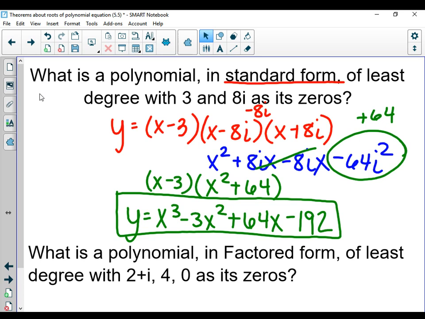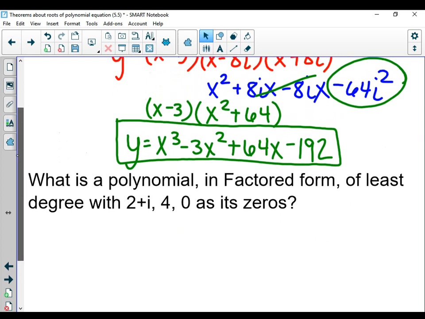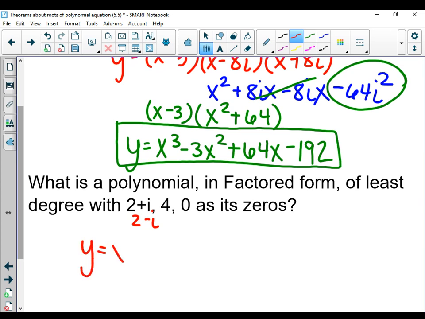So, for example, the next one, it says to leave it in factored form. Do that. I know some of y'all are still writing down the last problem, so I'm going to try and keep that up there as much as I can. If I give you 2 plus I, what else do you need? 2 minus I. And then we have 4 and 0. Well, if I have 0 as one of my zeros, what's an easy way to write that? Just x. And I like to write those in front anyways. So then we have x minus 4.